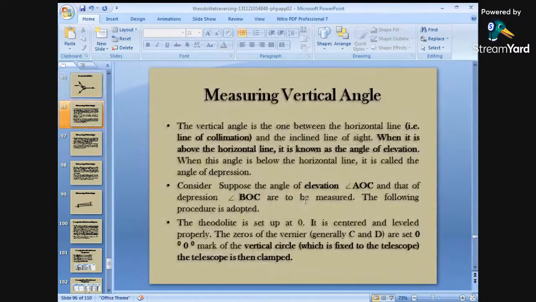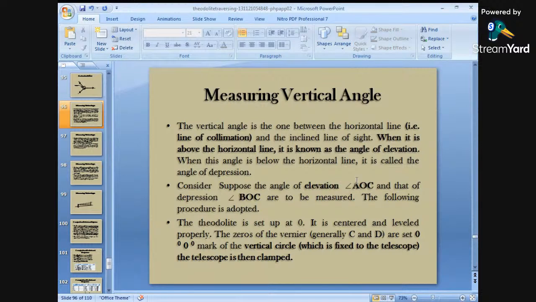After that, vertical angle. As I've told you, your theodolite can be used to measure horizontal as well as vertical angle. So with the help of theodolite, you can also measure vertical angle. The vertical angle is the one between the horizontal line. If you are taking the angle which is above the line of collimation, then it is called your angle of elevation. And if you're taking an angle which is below the line of collimation, then it is called your angle of depression.